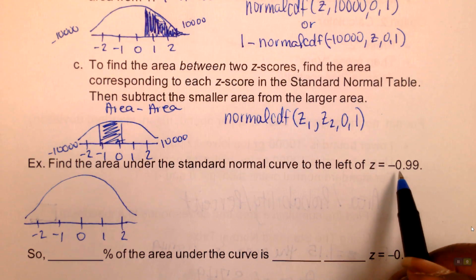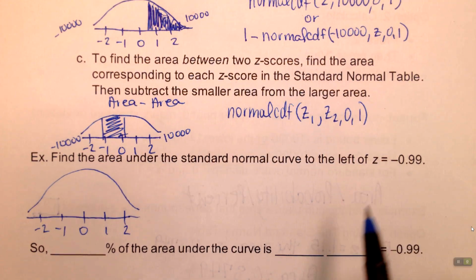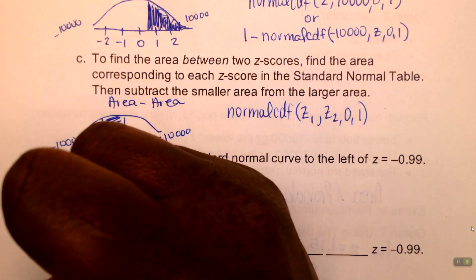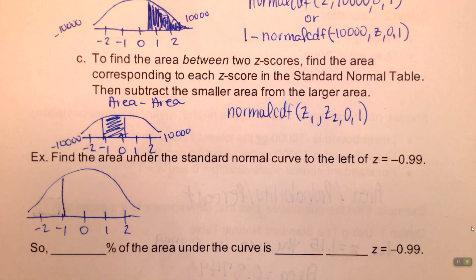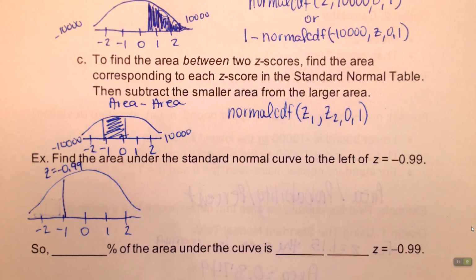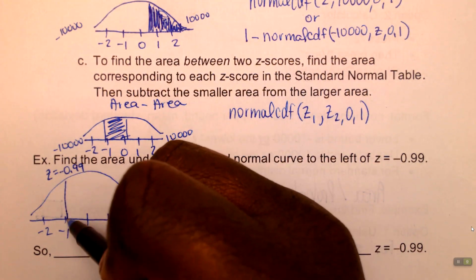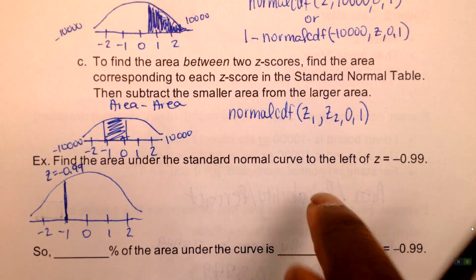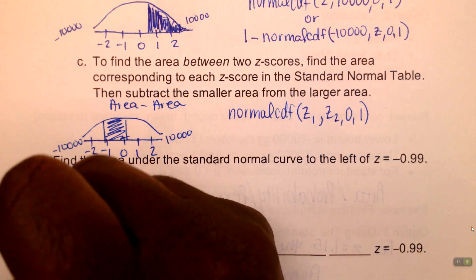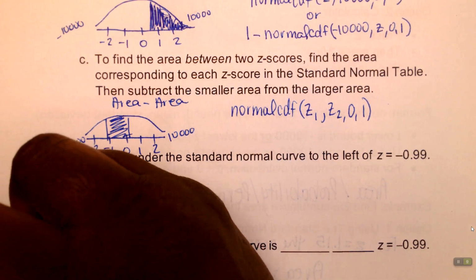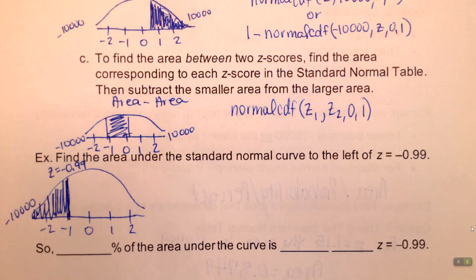So z equals negative 0.99. That's almost a negative 1. So like right here, that's z equals negative 0.99. So right before I get to negative 1, and it's telling me to shade left. So I'm using negative 10,000 in my calculator.